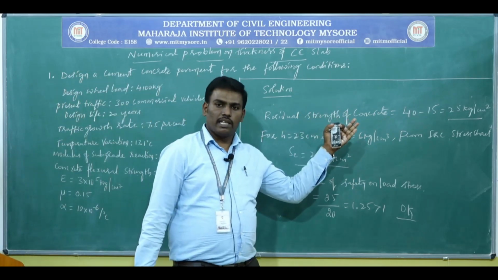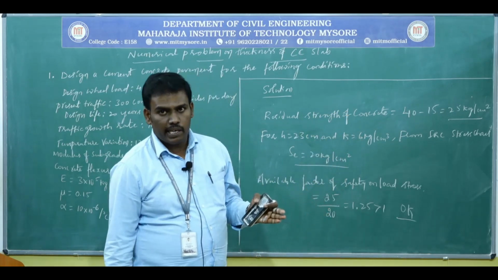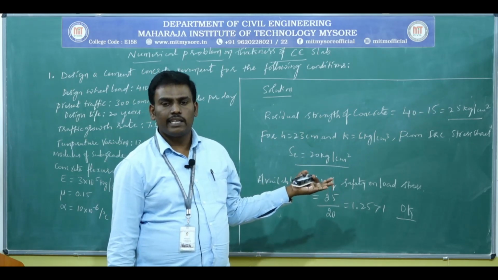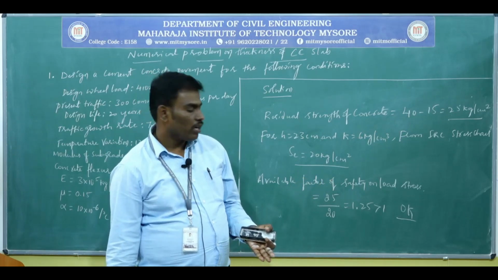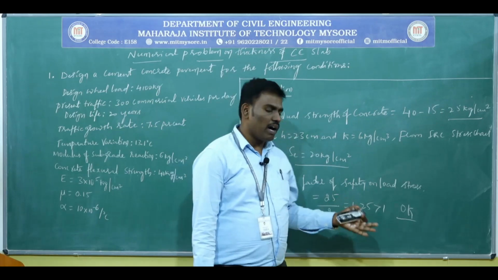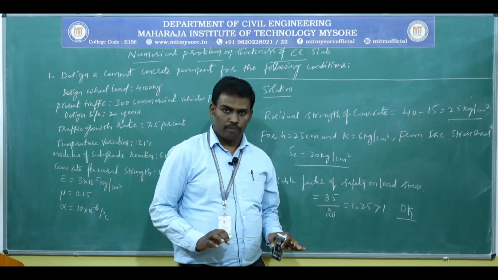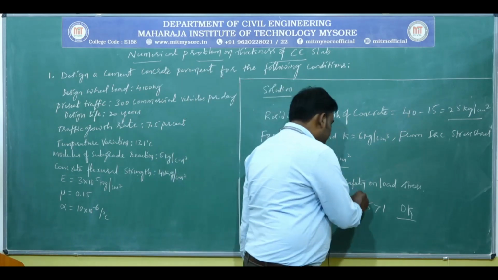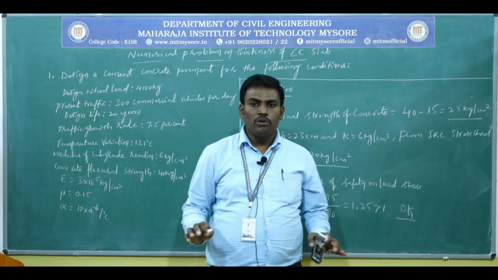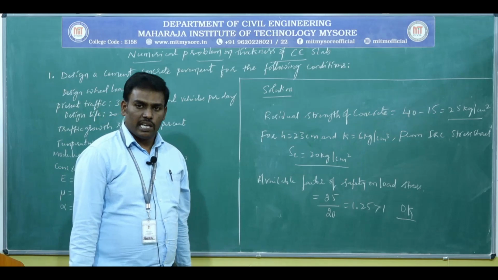Previously we got about 0.88, no? If you select the thickness of 20 centimeter, you got 0.88, then the ratio is less than 1, the factor of safety is less than 1, then the selected thickness is not safe. Since in this case the available factor of safety is more than 1, the selected thickness of 23 centimeter is almost okay. Once your selected thickness, whatever thickness you have selected, is almost okay, then you need to check for corner load stress.